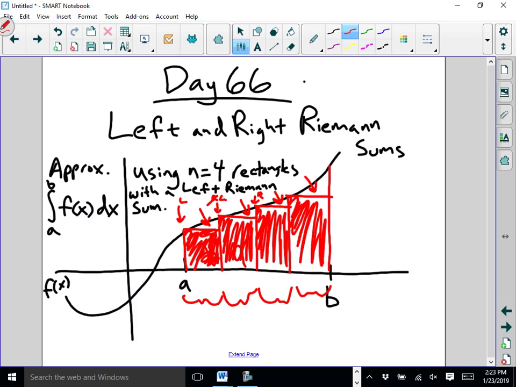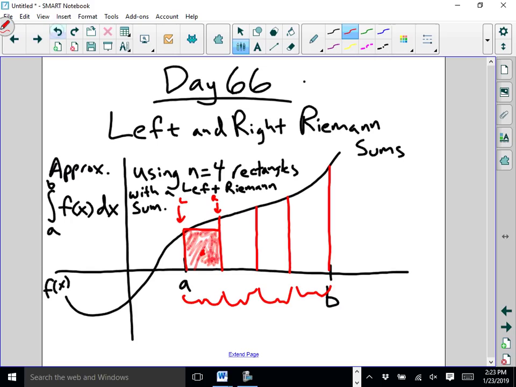A right Riemann sum, I'm just going to erase what I have here. A right Riemann sum is the same idea. And in your notes, you can draw this in a separate one or just kind of observe. If we do a right Riemann sum here instead of a left Riemann sum, I would use the right part of the right side to make my top.